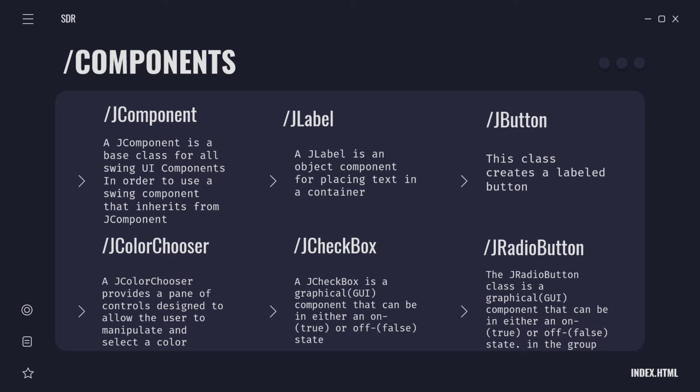Now let us see some of the components. JComponent is the base class for all the other components, without inheriting which we cannot implement any of the other components. JLabel is a label component which contains a text in a container, but it cannot be edited during runtime. JButton is a class that is a labeled button. We can create a labeled button that does some work on click. JColorChooser is something that gives us a color palette in which users are allowed to manipulate the color palette and choose some colors from it. JCheckBox is some graphical component in which there can be either an on or off state.